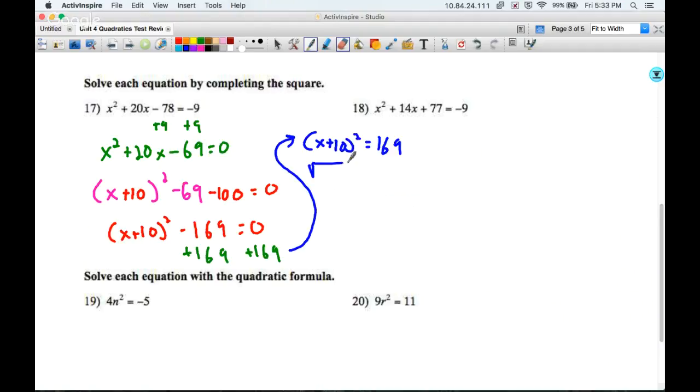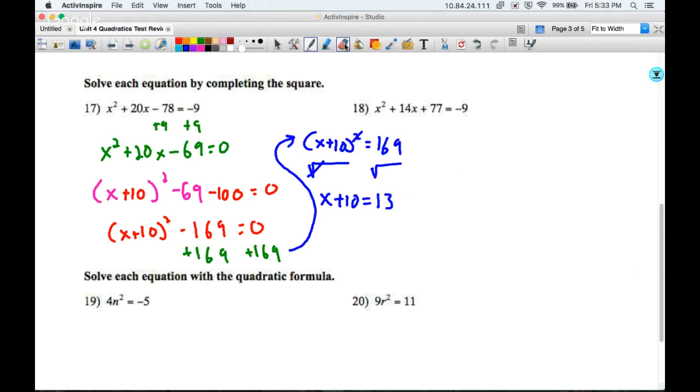The beauty of completing the square is now taking the square root, we'll just completely cancel out that squared, leaving behind x plus 10 equals the square root of 169. 13, pretty sure? Yep, 13.